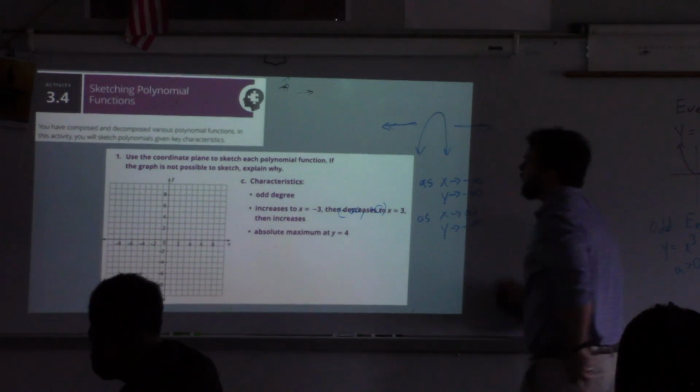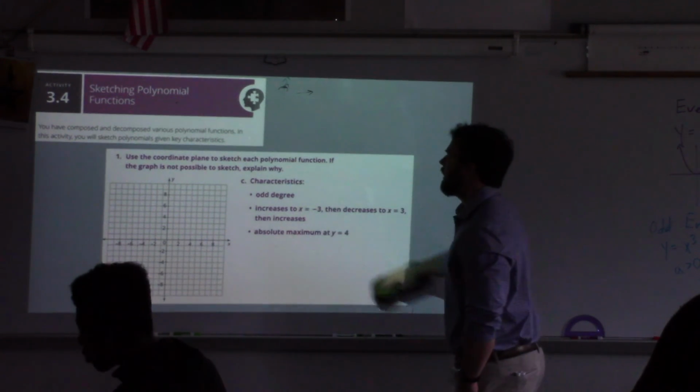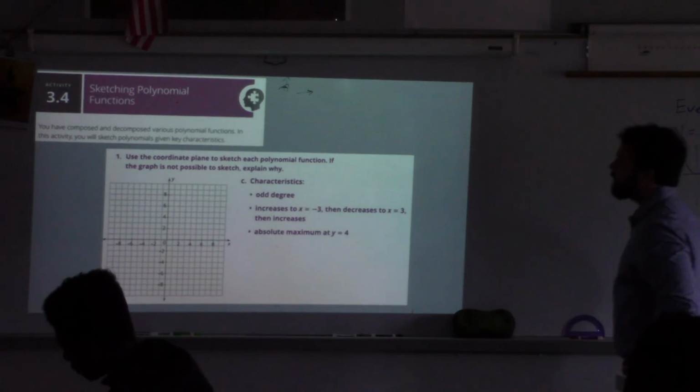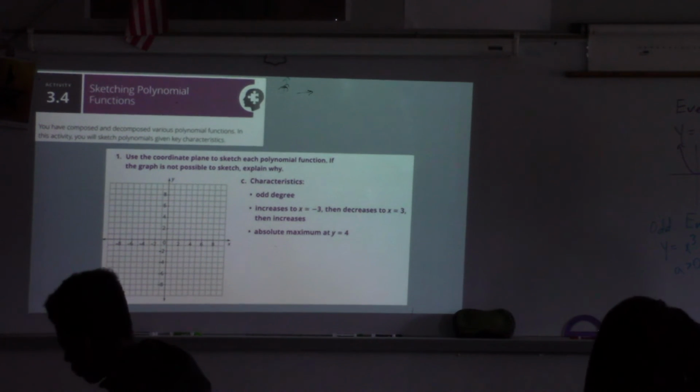So, activity 3.4, what we're going to do, and notice I'm even jumping straight to part C. Use the coordinate plane to sketch each polynomial function. If the graph is not possible to sketch, explain why. So I'm going to do C with y'all and then release y'all to do D and E.